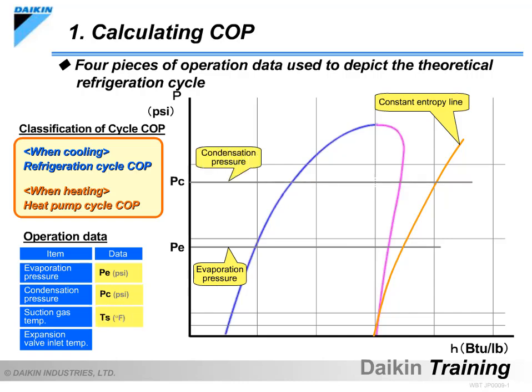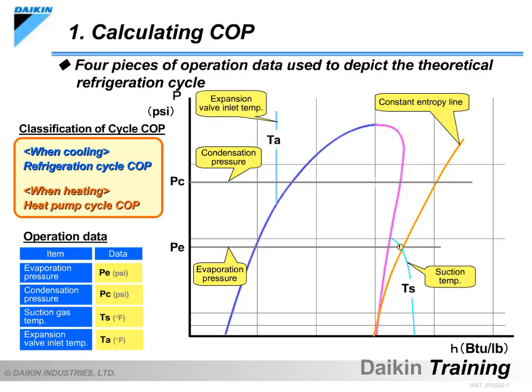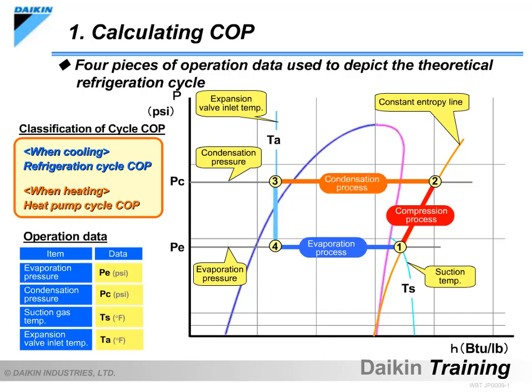In order to calculate it, the refrigeration cycle must be drawn on the pH chart, which requires the 4 pieces of air conditioner operation data mentioned on the slide. These data allow you to depict the refrigeration cycle as shown here. This refrigeration cycle is also called the theoretical refrigeration cycle, which is different from the actual refrigeration cycle. We will explain the difference later.